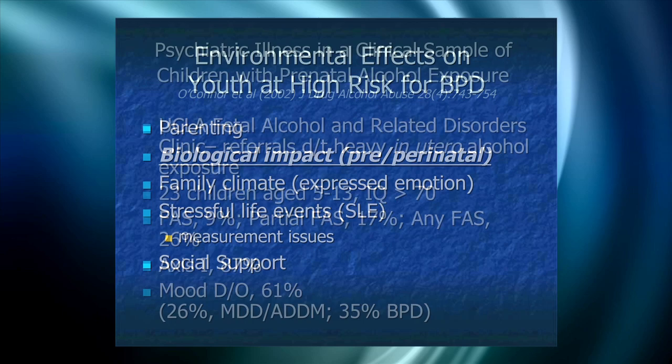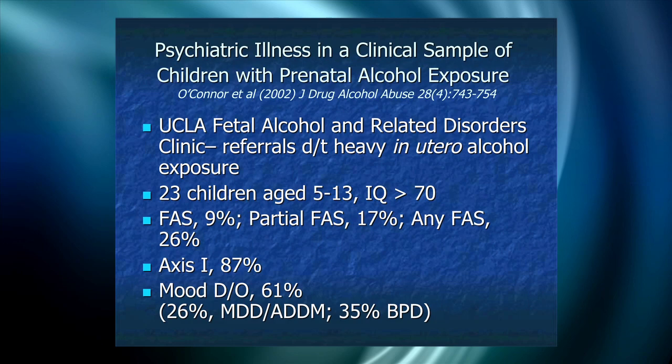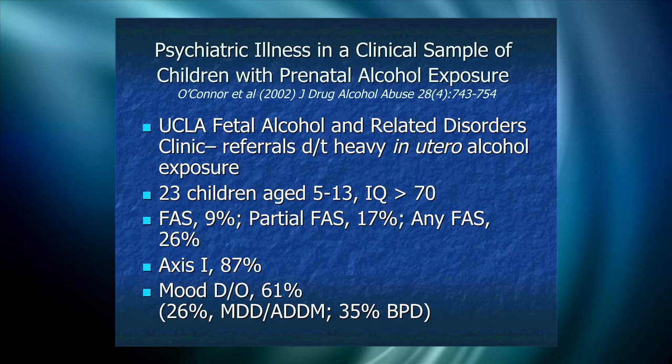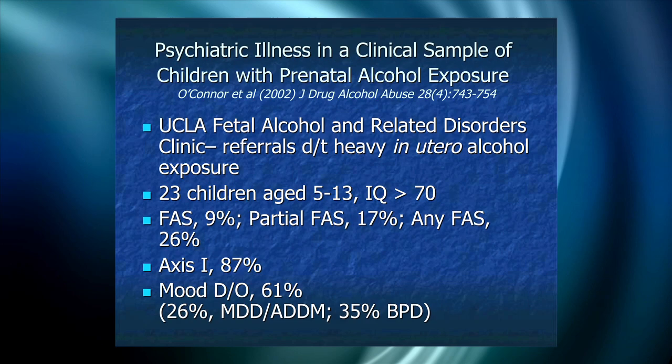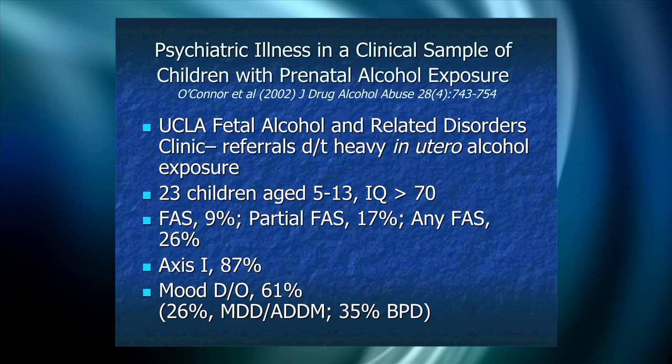How about biological impact, both pre- and perinatal? A study was done at the UCLA Fetal Alcohol and Related Disorders Clinic, where they received referrals due to heavy in utero alcohol exposure. They followed 23 children ages 5 to 13, all with an IQ greater than 70. They found fetal alcohol syndrome in 9%, partial FAS in 17%, NEFAS 26%. 87% of these children had some kind of an Axis I condition. 61% had a mood disorder. About a quarter of those were somewhere in the depressive spectrum. About a third were in the bipolar spectrum. So not good, it seems, to have that kind of fetal exposure.